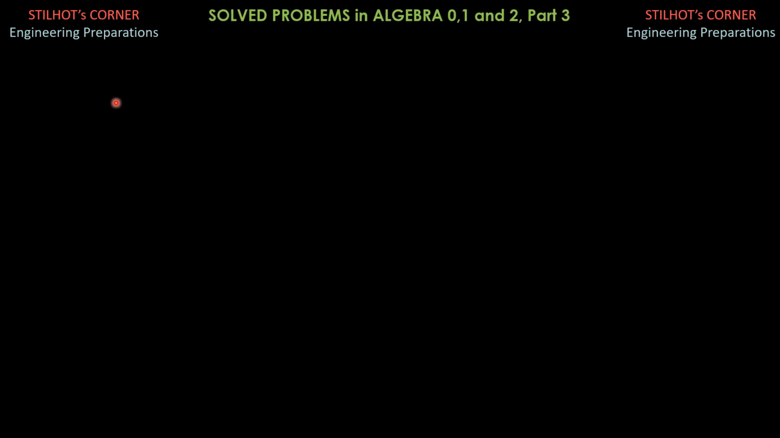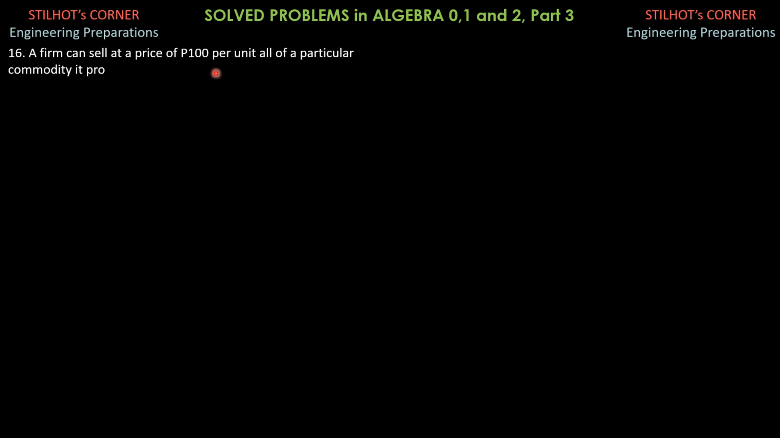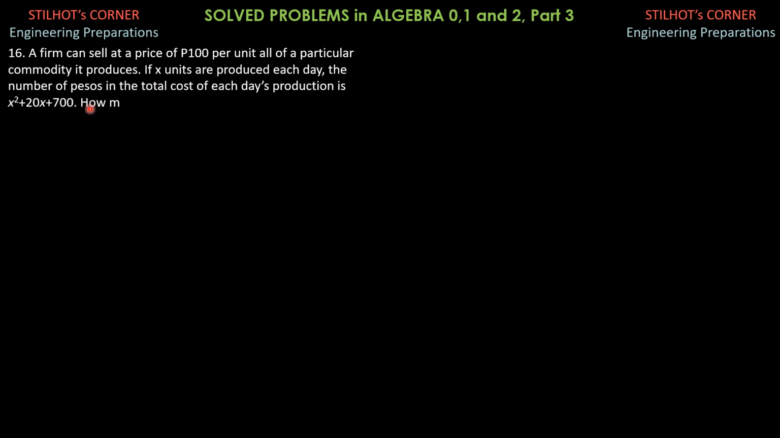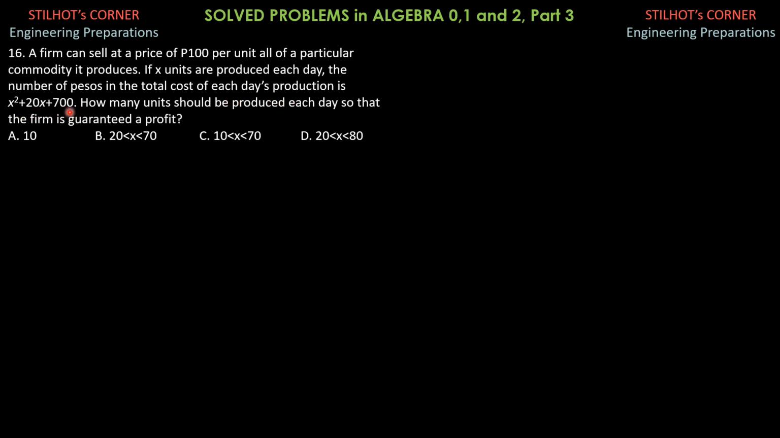So problem 16. A firm can sell at a price of 100 pesos per unit all of a particular commodity it produces. If X units are produced each day, the number of pesos in the total cost of each day's production is X squared plus 20X plus 700. How many units should be produced each day so that the firm is guaranteed a profit?